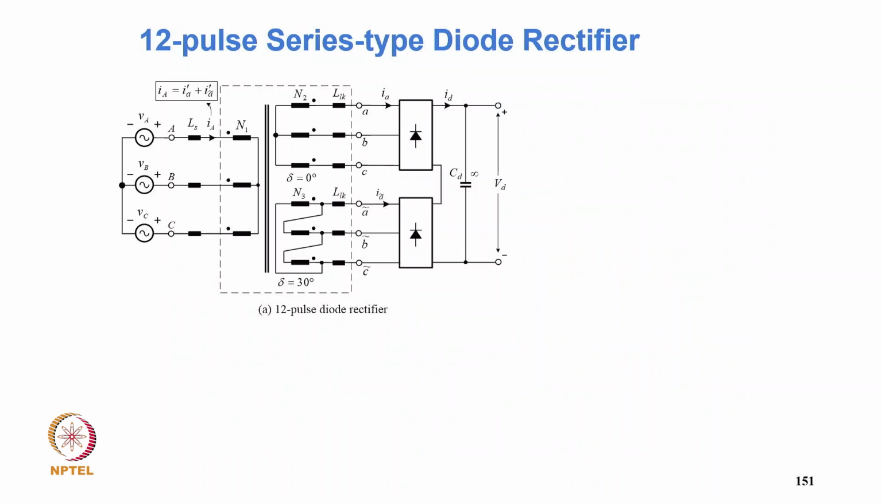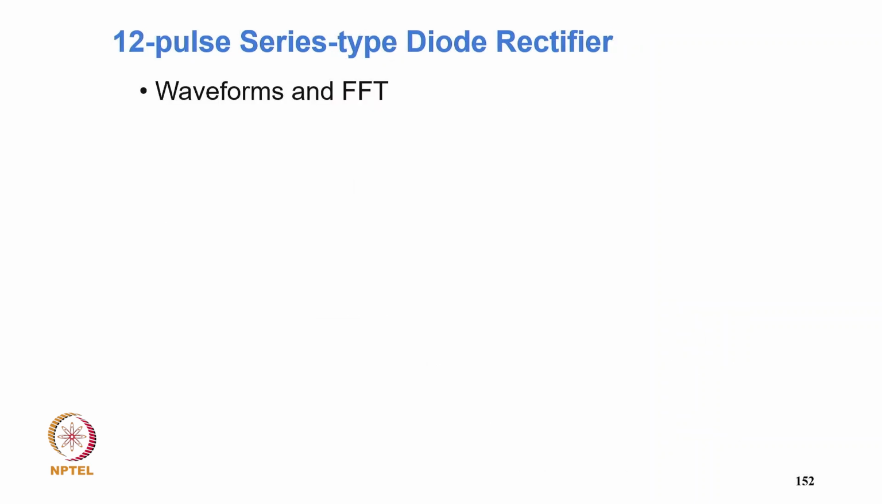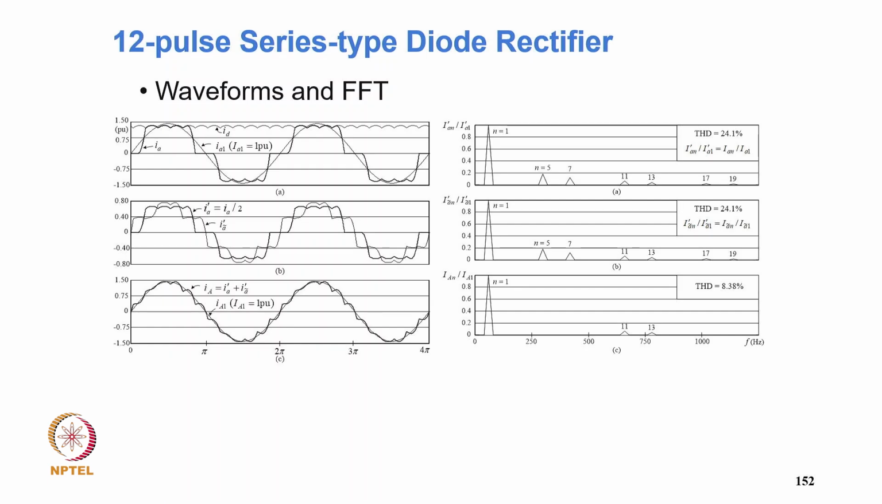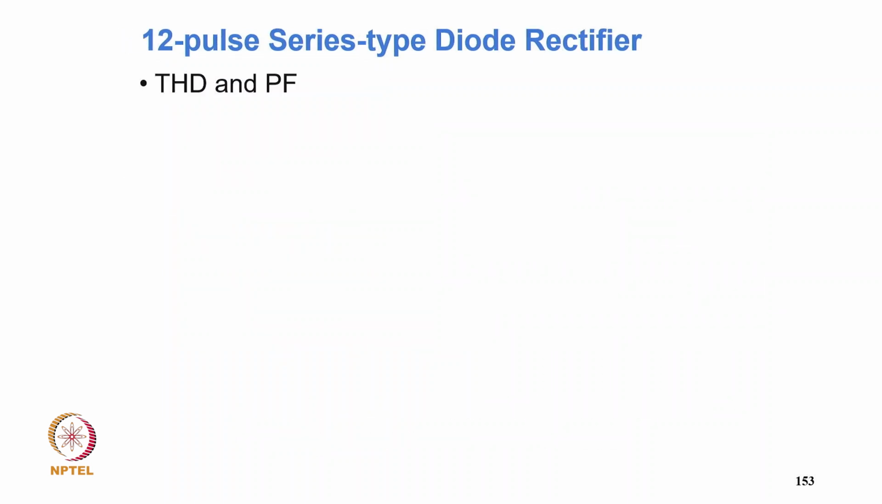2 by root 3. This is another 12 pulse connection with the diode rectifier with series connection in the output. You don't need the interface transformer. So in the 12 pulse series type, in this waveform you can see how the 6 pulse and the phase shift is second, and then the total net supply current, how the THD reduces from 21.4% in a converter of 6 pulse, and it cancels out for 18. Your THD of supply current becomes 8.38%. So the 5th and 7th harmonics are in the line current. Primary line current THD is 8.38%.